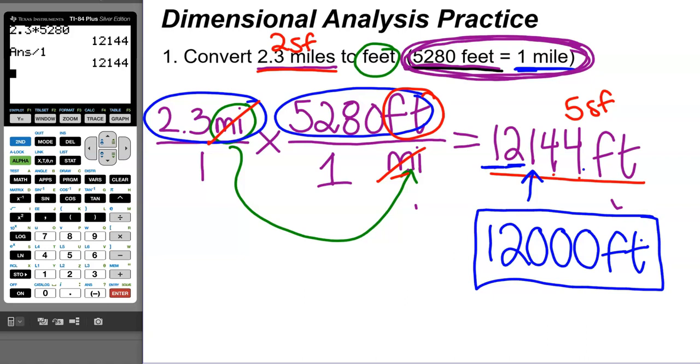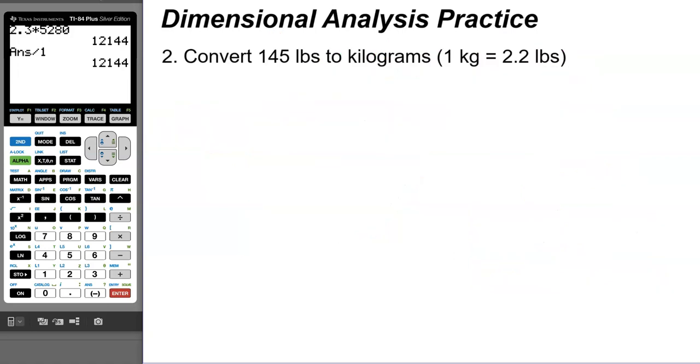We're going to get faster at this as we go on. So let's move on to the next problem. Convert 145 pounds to kilograms. So we have a U.S. customary unit to a metric unit, and it tells us that 1 kilogram equals 2.2 pounds. Once again, we're going to start by finding our given value. In this case, it's 145, and the unit is pounds, and we'll write that all the way over to the left-hand side.